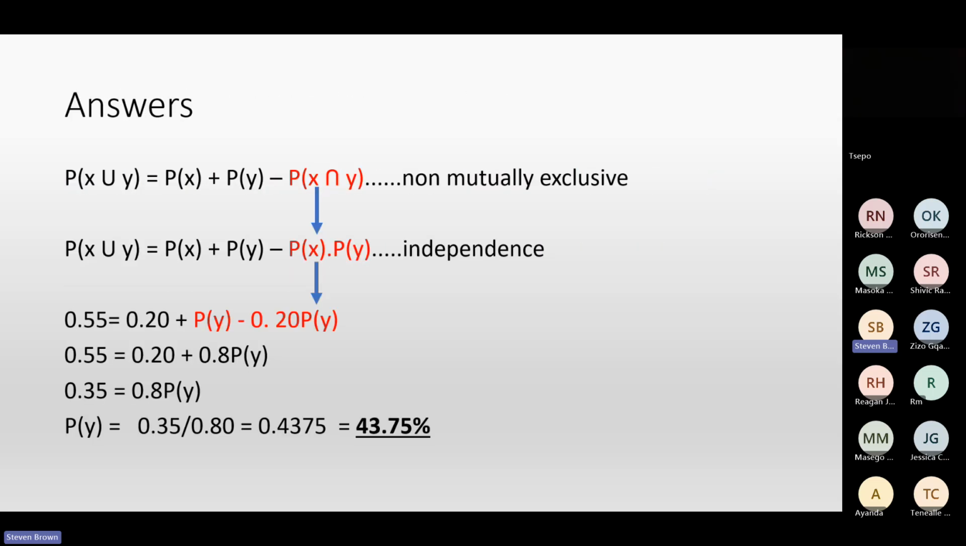So if the events are independent, class, then you can transform that into the independence formula, which is px multiplied by py. Now you're sorted. Because now what you do is you substitute your numbers in. 0.55 equals 0.2. That is what they gave you. Plus py, okay, that's what you've got to find, minus 0.2. Why is there a 0.2? Because again, that's a px, that's a px. I'm substituting 0.2 wherever I see a px.